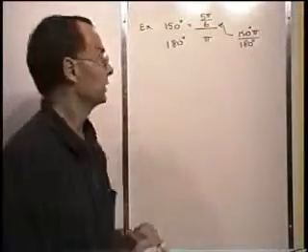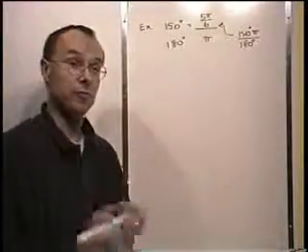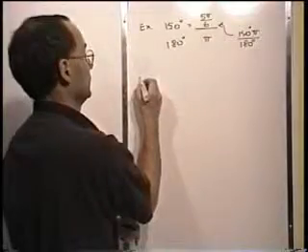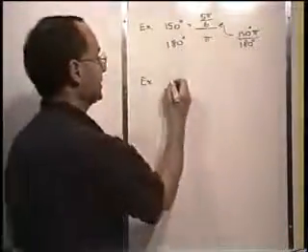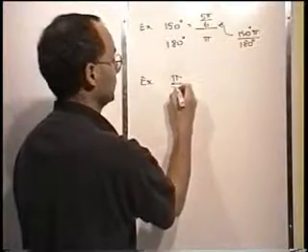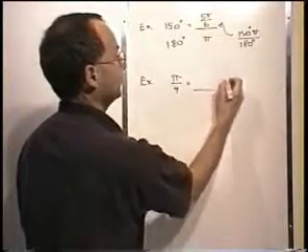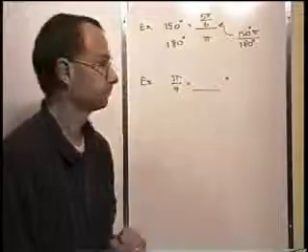Now that's all really good. What about if we're trying to get from radians to degrees? Well, let's look at an example of that. Suppose we take something like pi over 4, and we want to know what that is in degrees.